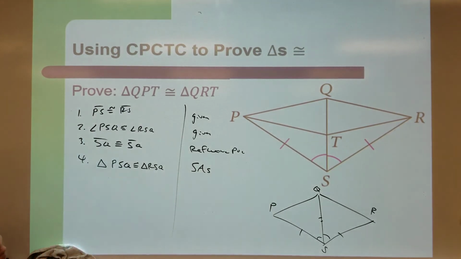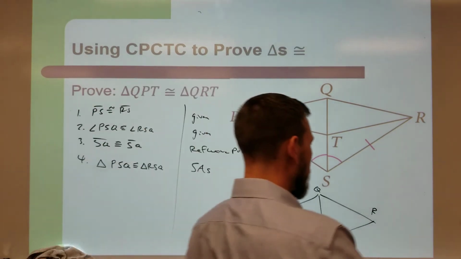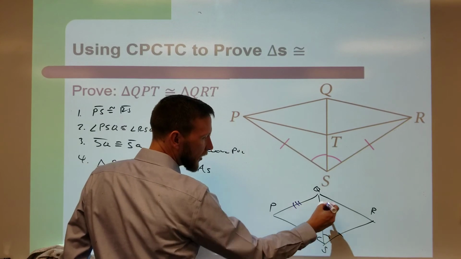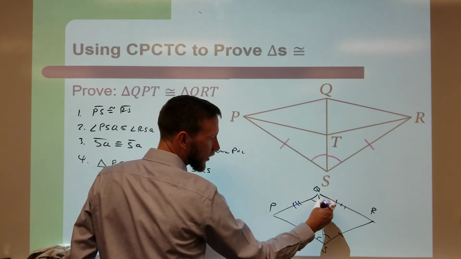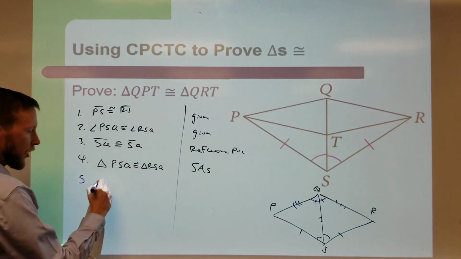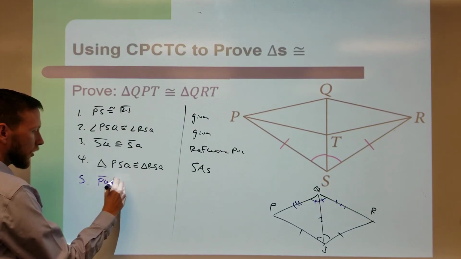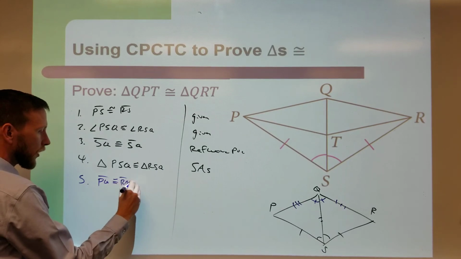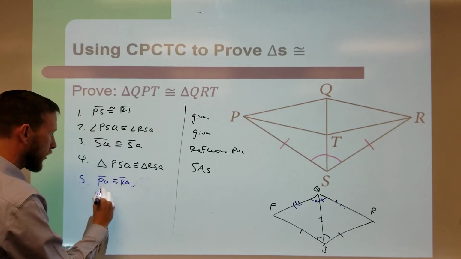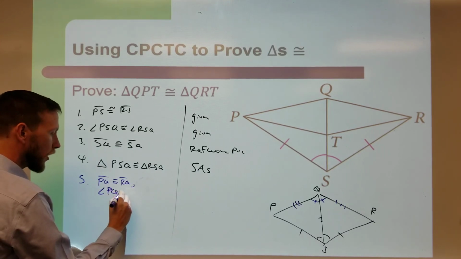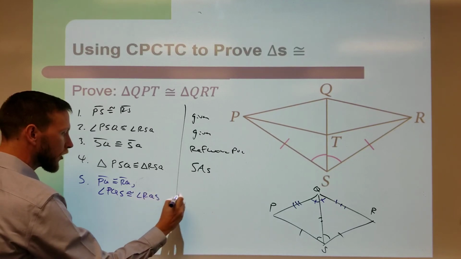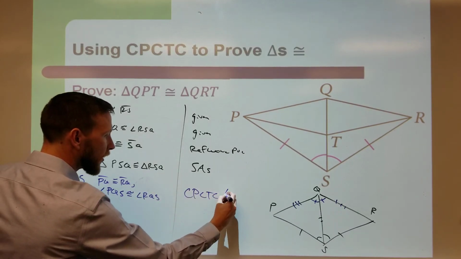All right, but now that these triangles are congruent, I'm going to take this a step further and say, by CPCTC, I know that this segment and this segment are congruent, and this angle and that angle are congruent. All right, so that's going to be my step 5. PQ is congruent to RQ, and on the next line, angle PQS is congruent to angle RQS. The reason there is the definition of congruent triangles.